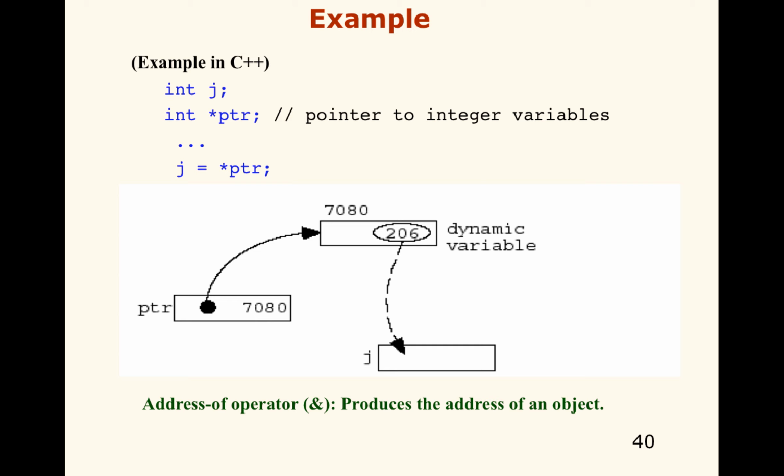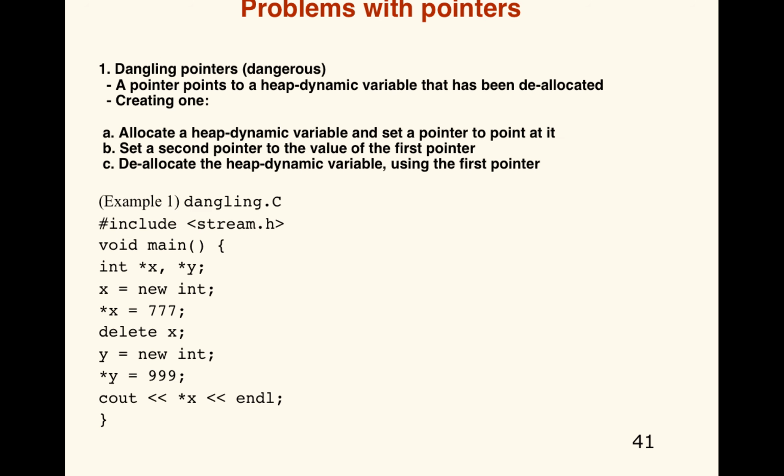So as an example, here's an example in C++ where we have integer j and then we have an integer pointer. This is a regular variable, a static variable. This is a pointer variable with the reference symbol. J is equal to, we'll follow PTR. This is a dereference. The pointer is pointing to 7080. If we dereference it, we follow it, and we get what's there, 206. What's 206? Well, that's J. J is this piece of number here. So the address-of operator, the ampersand, produces the address of an operand. Hopefully you guys remember this from your C++ class.